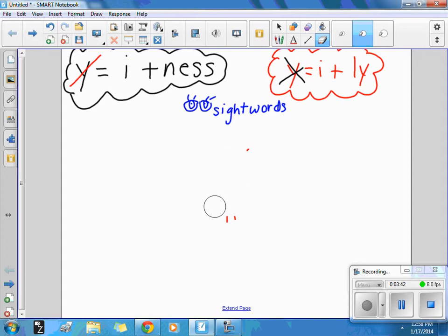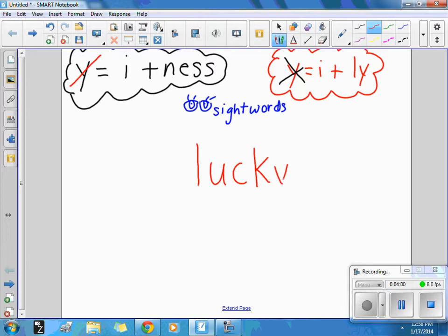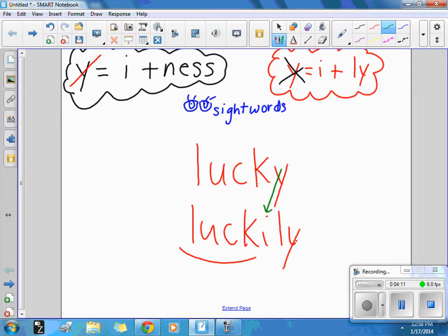Okay, let's try the word luckily. Luckily, my mom remembered to bring my lunch that I left at home. Luckily. It should look like this. Look. Here's the word lucky. But if we're writing luckily, we have to change that Y to an I and then add the LY ending. Do you see what we did there? Change that Y to an I. Luckily. Go ahead and erase.